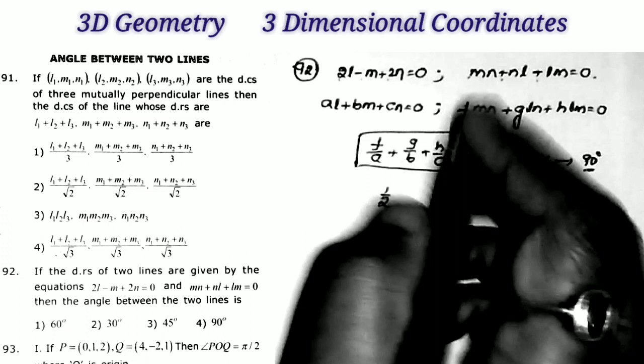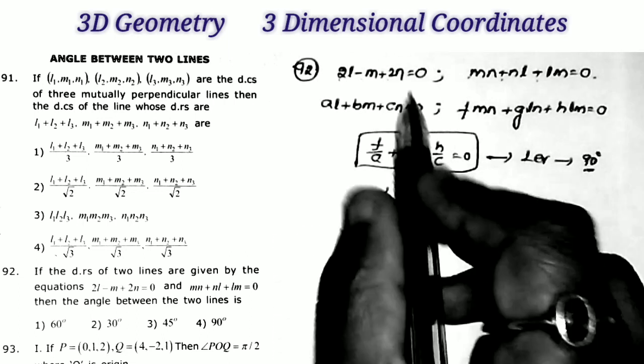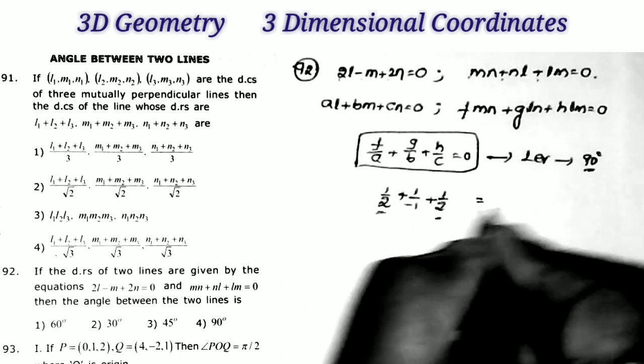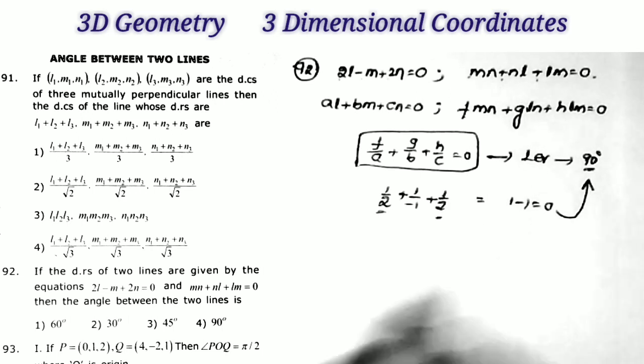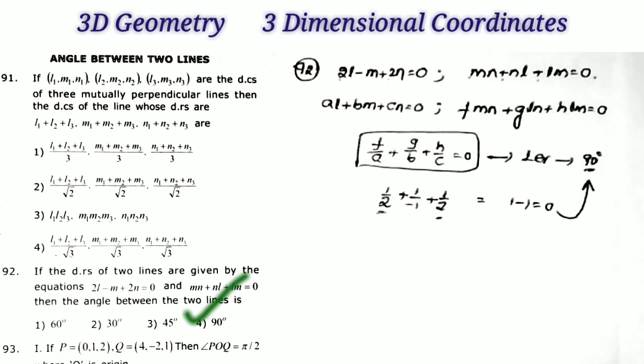G by B, 1 by minus 1, 1 by minus 1 plus H by C, 1 by 2. Okay, and this is equal to 1 by 2 plus 1 by 2, 1 minus 1, equal to 0. Therefore the lines are perpendicular, therefore the angle is equal to 90 degrees. That's all, very easy, just checking the condition. So the answer is 90, that is the last option.